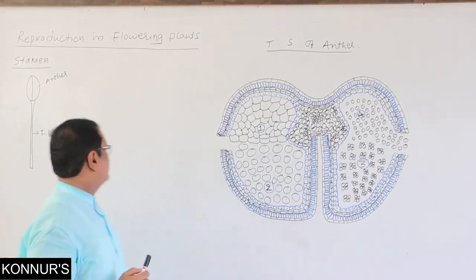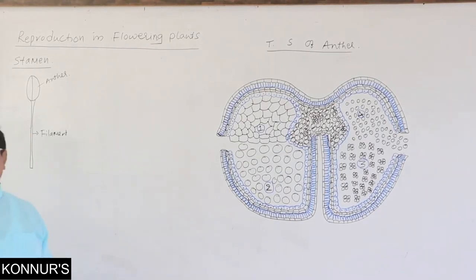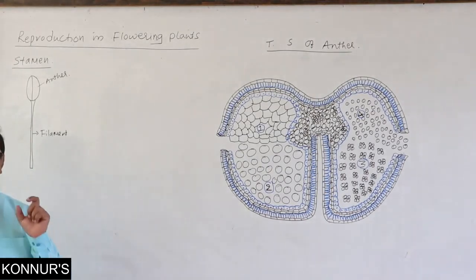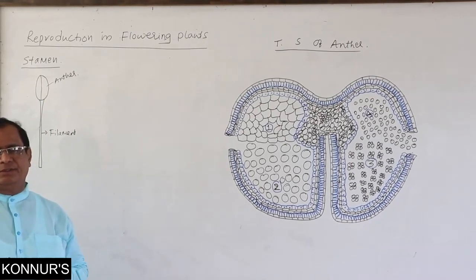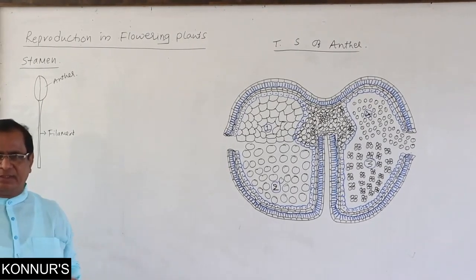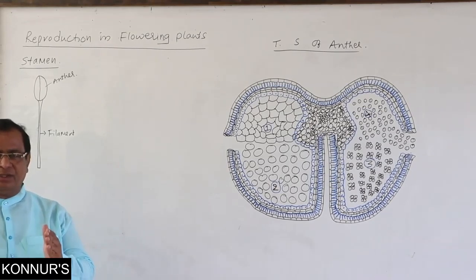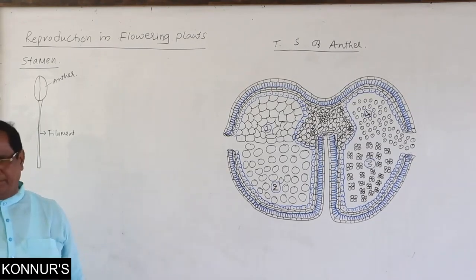Let us discuss the stamen. Already we know the androecium is a male reproductive organ with individual units named stamens. These stamens vary in number, shape and size, and may be free or fused. If they are free, free stamens; if they are fused, that is the adelphous condition.